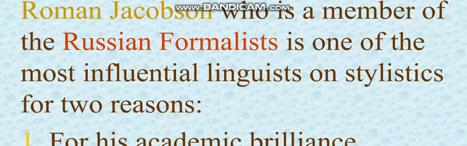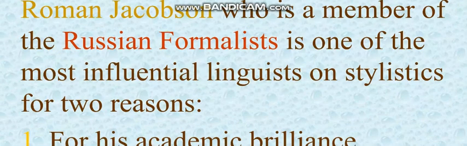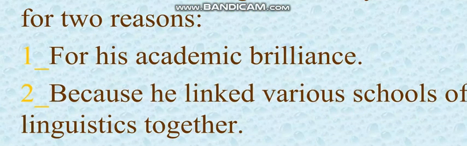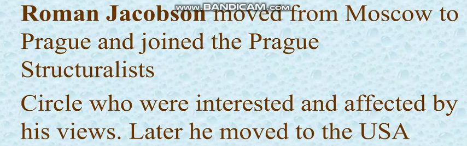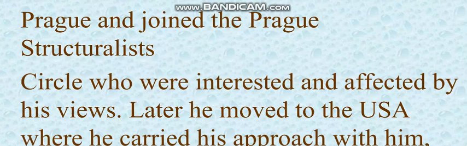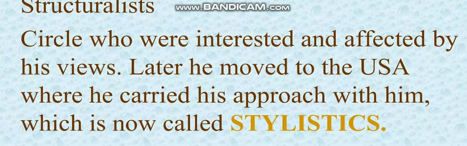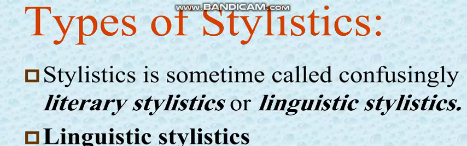So, Roman Jakobson, who was a member of the Russian formalists, is one of the most influential linguists on stylistics for two reasons. For his academic brilliance, because he linked various schools of linguistics together. Roman Jakobson moved from Moscow to Prague and joined the Prague structuralist circle, who were interested in and affected by his views. And later he moved to the USA where he carried his approach with him, which is now called stylistics.